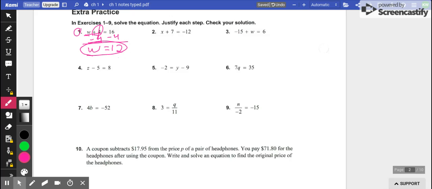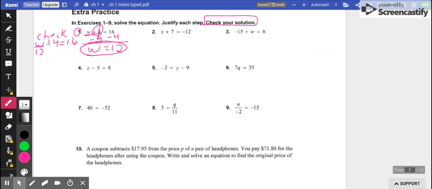You always want to go back and check your solution. So what that means is you're taking your answer and you're plugging it back into the original equation. So if I'm going to check this, I'm going to take w plus 4 equal to 16, and instead of w, I'm going to replace that with what I found w to be equal to.